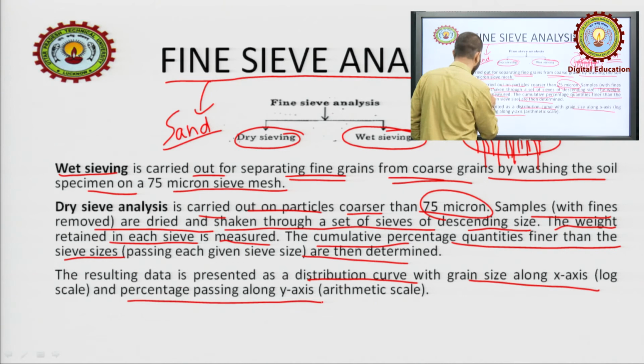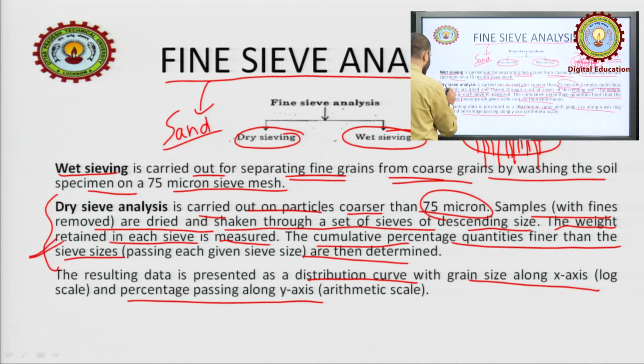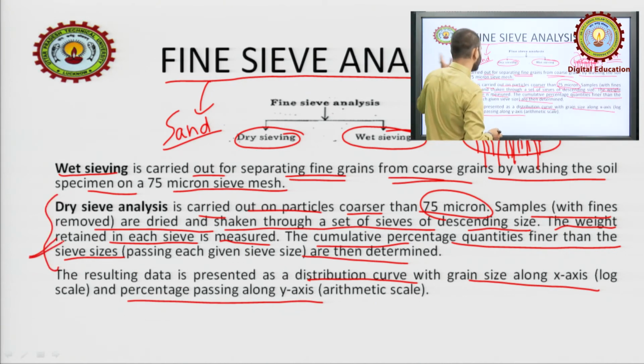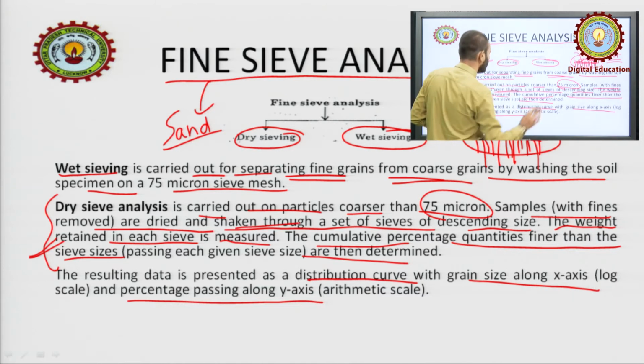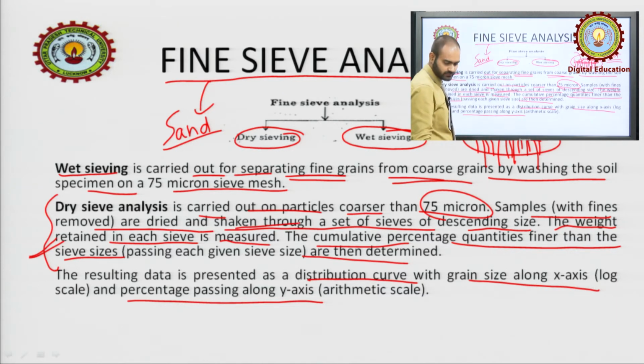You have understood. I think this process is the same as we have done just before in the coarse sieve analysis. The only difference is dry sieving and wet sieving. Dry sieving is done when there is no fine grain mixed with the soil. Otherwise, we have to do the wet sieving, then dry it out and then perform the same.